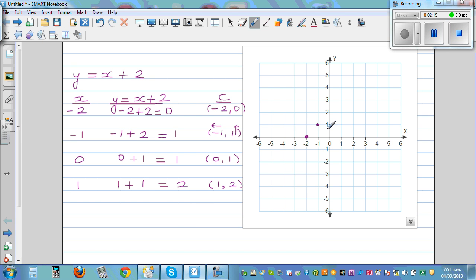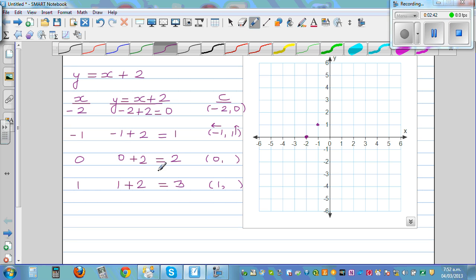Am I making some mistake here? Negative 1 comma 1. Oh, yes, I've made a mistake here. It's always good to check. This should have been 2. So this is 2, this is also 2, so this is 3. If the points are not on a straight line, there's some mistake. So that's how I could figure it out.